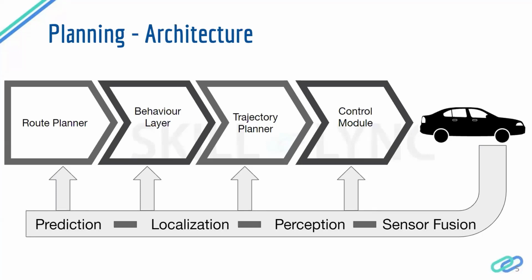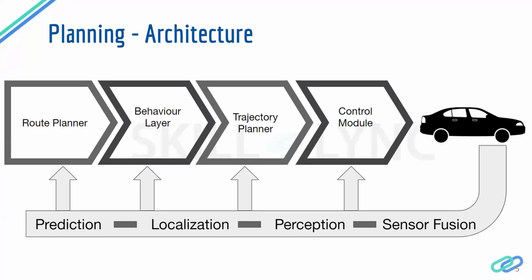When it comes to planning, we have four layers or four submodules which are widely accepted. One is the route planning. Route planning is the overall top-level route planning, something like Google Maps. Next we have the behavioral layer. And next we have the trajectory planner and the control module. We will go through each of these in the next slides. But for now, remember that we have four layers in the planning, and we will also touch upon the topics below that we have seen, like where they interact with each other.